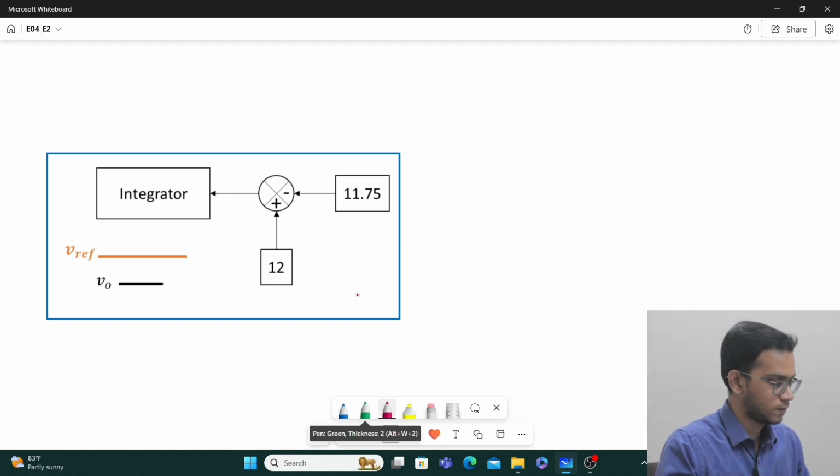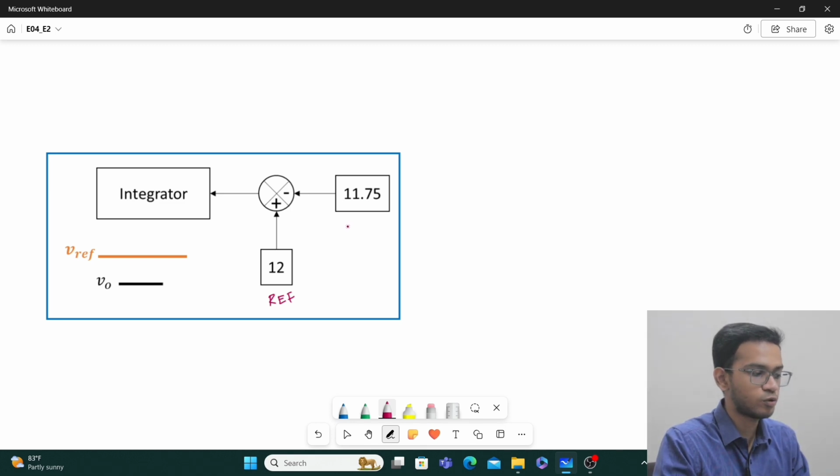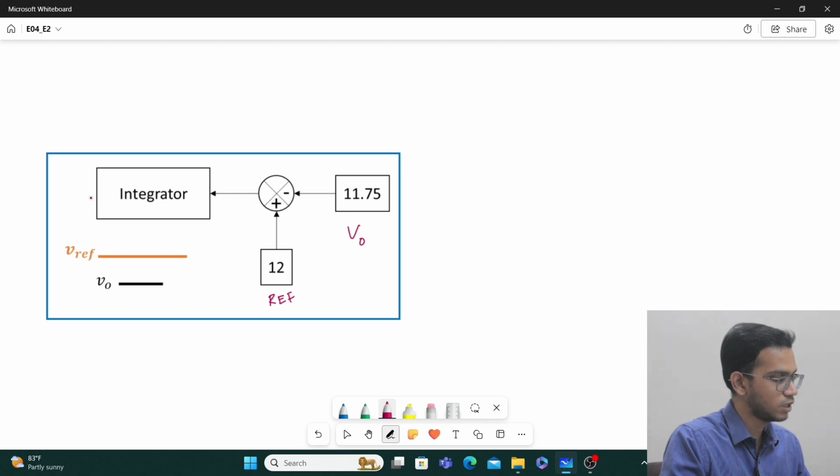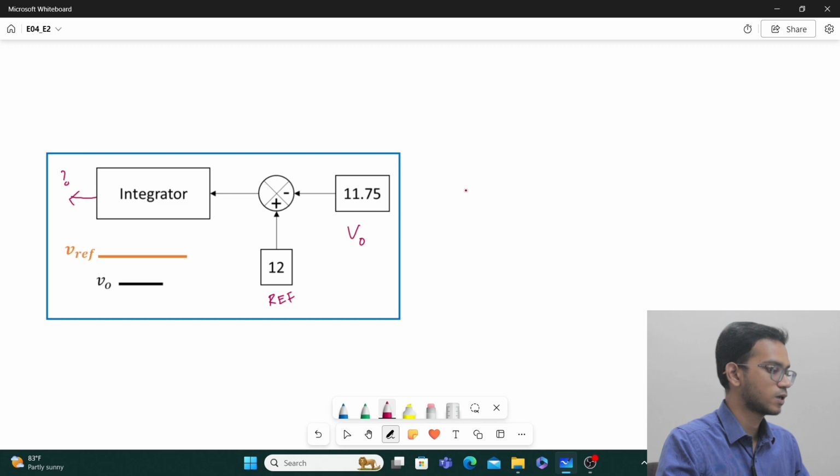First, let us consider a situation where I have a reference voltage of 12 and I have kept a constantly available voltage. I have kept this voltage deliberately constant. This should actually be my output voltage from a converter, but I have deliberately kept it constant at 11.75 volt. In that case, what will be the output of my integrator? We are going to study this scenario first. Now, what is the error here? The error is 0.25.